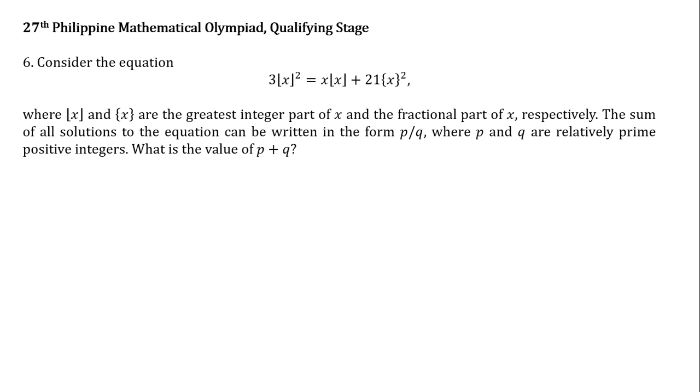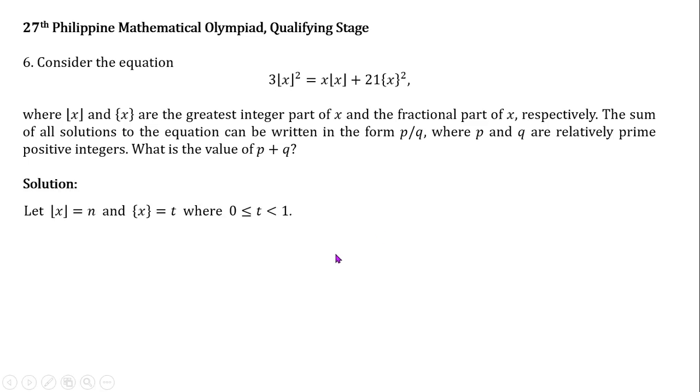Let's solve a problem from the 27th Philippine Math Olympiad qualifying stage. This problem belongs to the third part of the questionnaire. This is problem number 6. Consider the equation 3 times the square of floor of x equals x times the floor of x plus 21 times the square of the fractional part of x. The sum of all the solutions to the equation can be written in the form P over Q, where P and Q are relatively prime positive integers. What is the value of P plus Q?